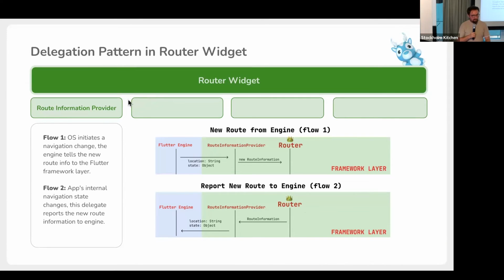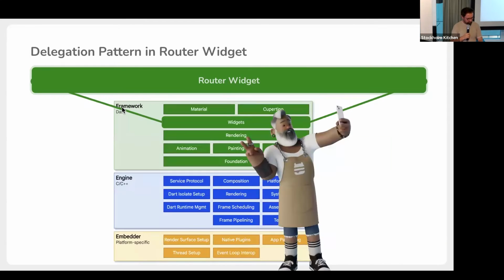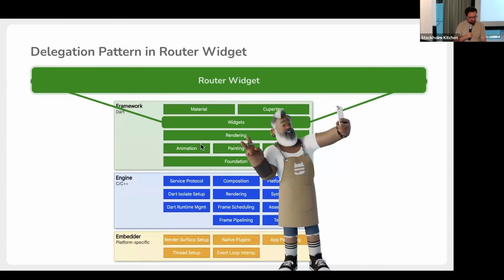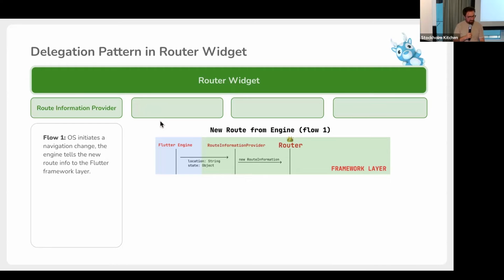So the first one is route information provider. When a new URL, a location, and a state comes from the engine, this is moved from Flutter engine here to framework. And then it is the role of this router widget. So the router widget delegates this to route information provider class to read the string and the state from the engine and then create a route information to be used in the framework layer.